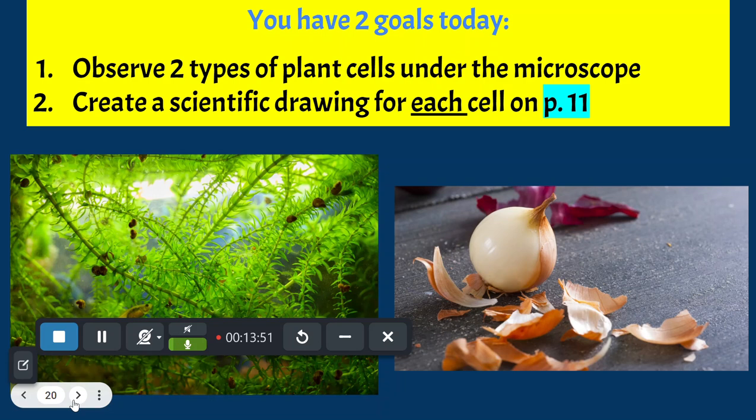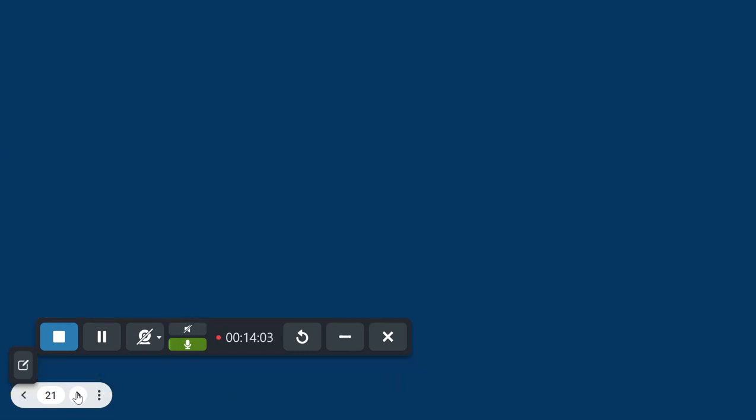All right, so we're going to be looking at two different types of cells. We're going to look at Elodea cells and onion skin cells. And you're going to be making a drawing in your blue lab books on page 11. So you want to definitely do that. If you weren't in class, you'll come back during the Falcon Focus and take care of it.